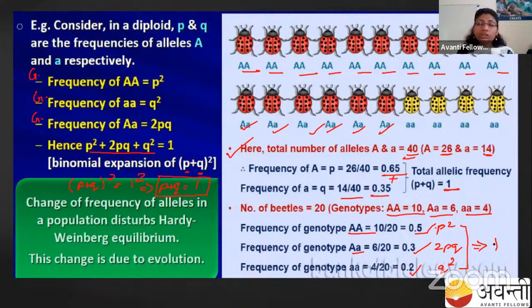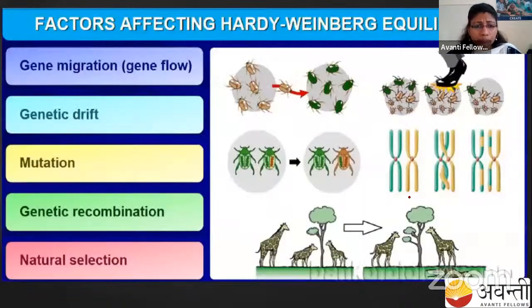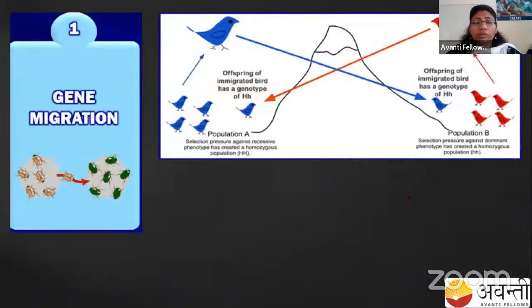So a change in the frequency of alleles in a population disturbs the Hardy-Weinberg principle, but here there is no change. So we are done with this. Next, let's go for the explanation of each and every factor, starting with gene migration.